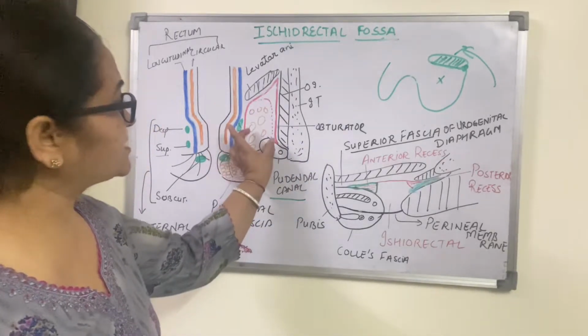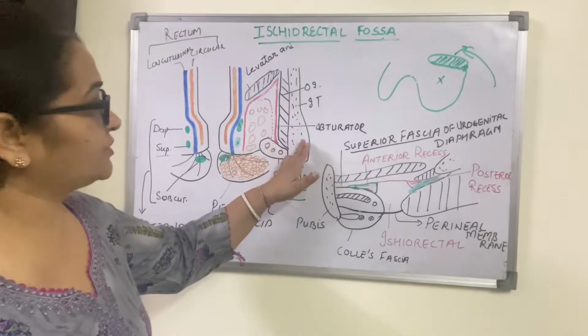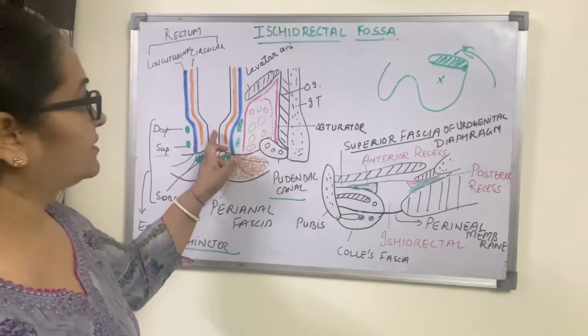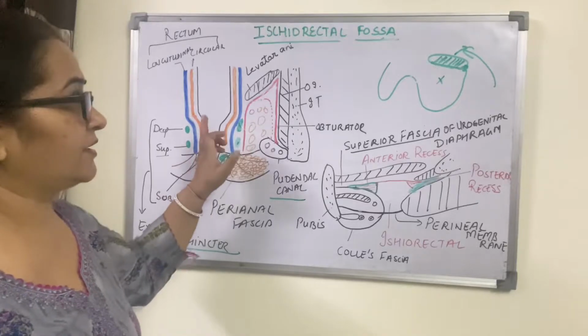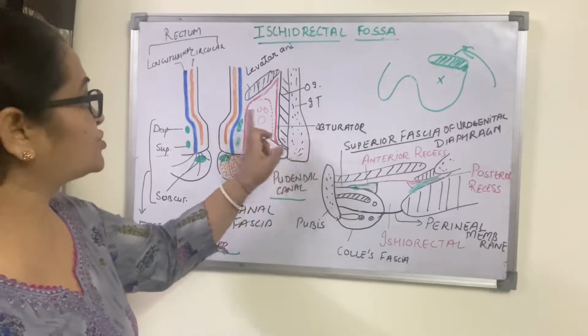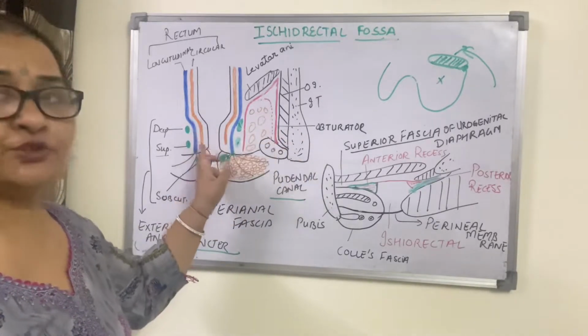So this region is lying between what? Between the ischial tuberosity and the rectum and anal canal. So that's why the name is ischiorectal fossa or ischioanal fossa.